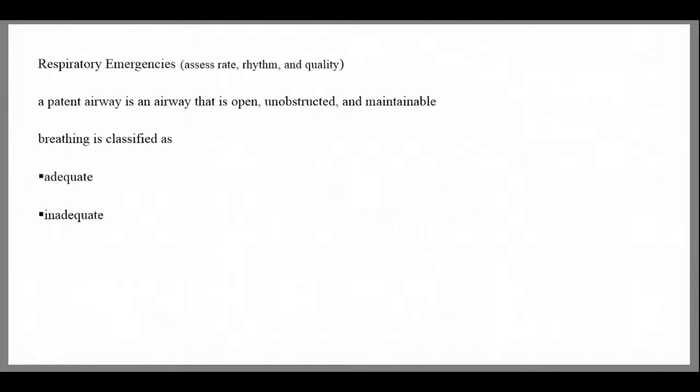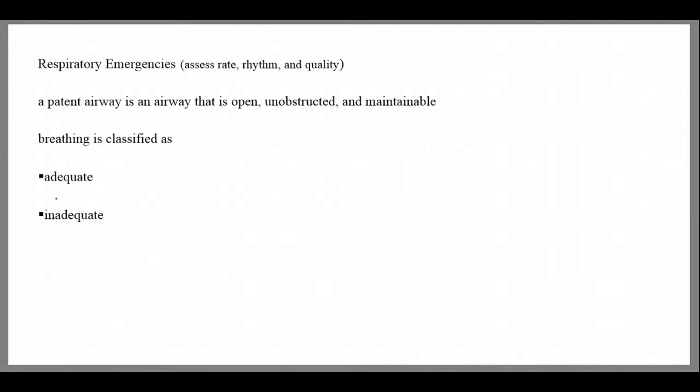I'm going to go over some respiratory conditions, and you want to assess the rate, rhythm, and quality when assessing a respiratory condition of a patient. The acronym REDO is useful for this. A patent airway is an airway that is open, unobstructed, and maintainable. You should look for and remove any obstructions if possible, suction if needed.